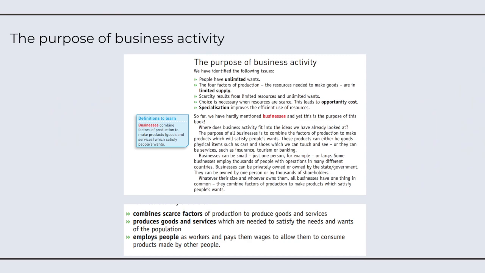It's basically saying the different types of businesses can be privately owned or owned by the government and have thousands of employees or just a small group of employees, depending on the business. And they all have one thing in common, which is that they combine factors of production to make products which satisfy people's wants.